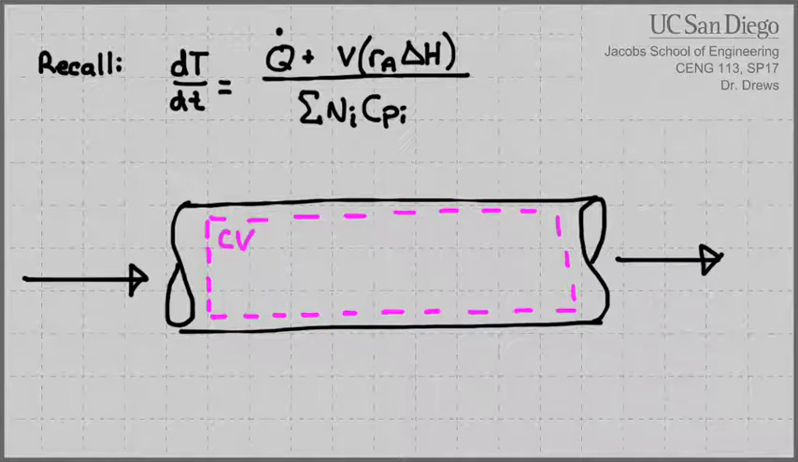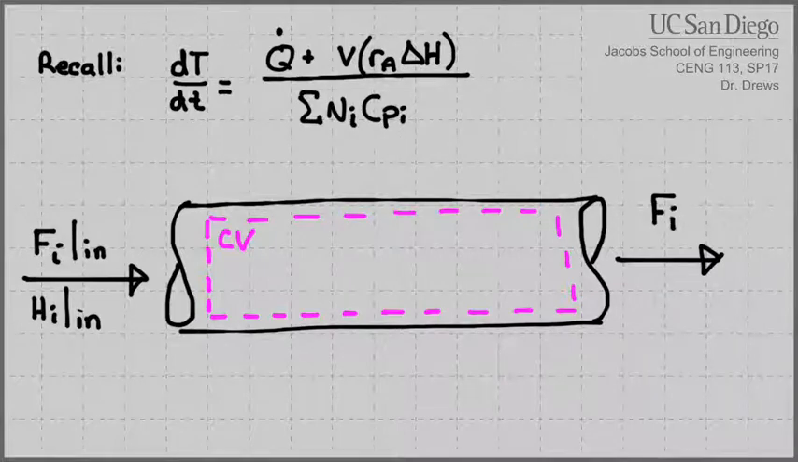The amount of energy coming in should look somewhat familiar from 100. There's a molar flow rate coming in, and there's an enthalpy associated with each of those species coming in, and there's a molar flow rate of everything coming out, and an enthalpy associated with everything coming out.